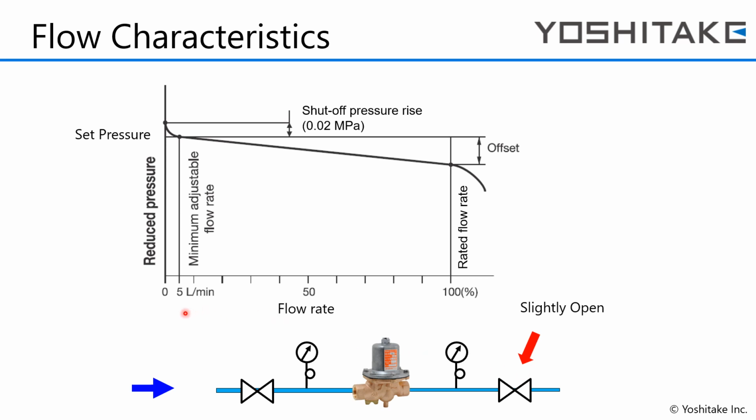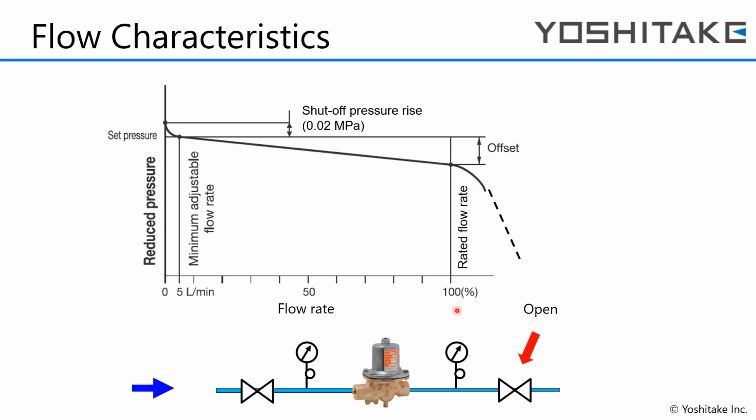The minimum flow rate at which the pressure can be adjusted is called the minimum adjustable flow rate. For GD26NE, the minimum adjustable flow rate is 5 liters per minute. The pressure at the minimum adjustable flow rate will be the set pressure. From this situation, when you open the valve little by little, the flow rate will increase. Please have a look at the right side of this graph. It will descend slightly, and then when the flow rate reaches a certain point, a sudden pressure drop occurs.